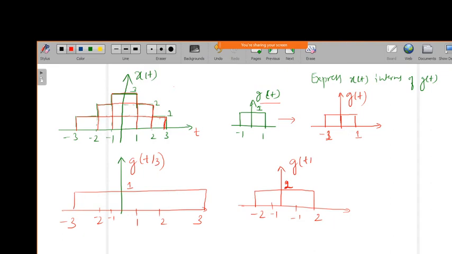g of t by 2 with the amplitude value 1 itself, so you are going to get the answer.